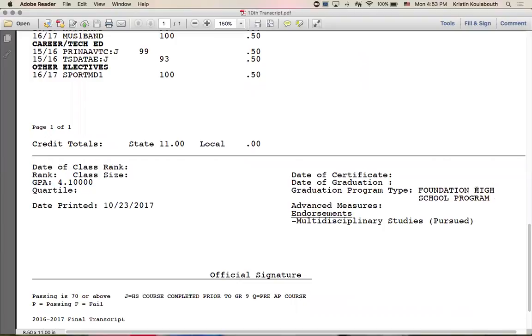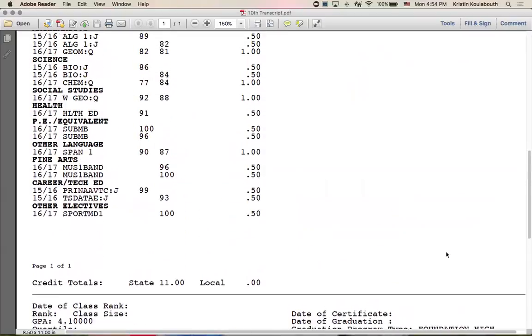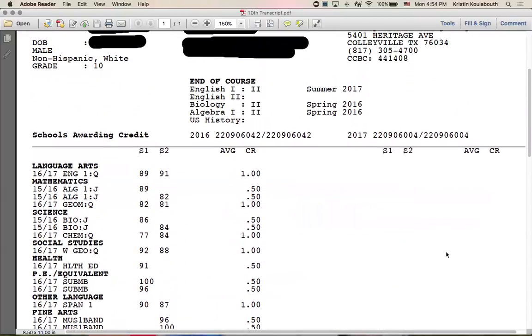The other thing that I want you to make sure is on your transcript is over here on the right-hand side, the graduation program type. It needs to say foundation high school program and then have an endorsement pursued listed as well. This is your graduation type. If you had older brothers and sisters, they were on something called recommended and minimum. Yours is different. And if you do not show an endorsement, that just means that you haven't chosen one in Skyward during registration. So shoot an email to your counselor or come and see us, and we can get that added on real quickly. No problem. So, like I said, keep track of your questions if you have questions over your transcript.